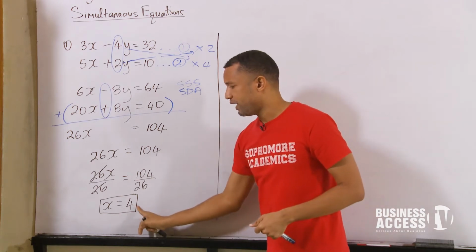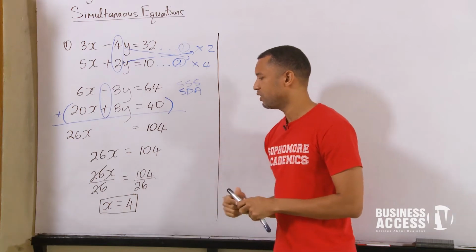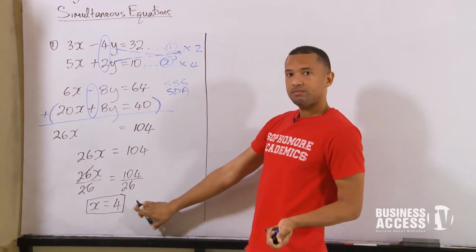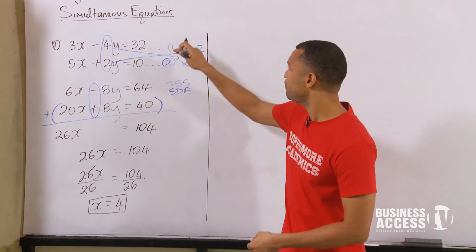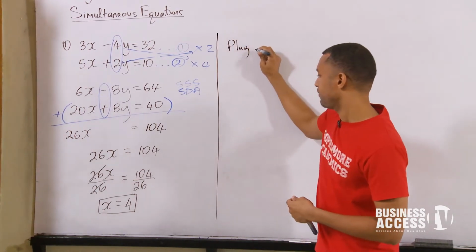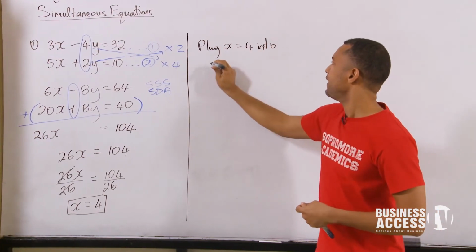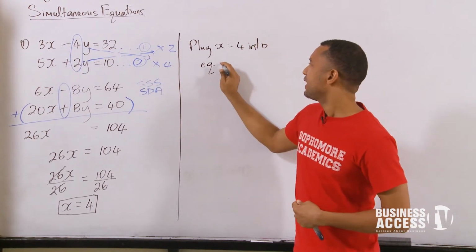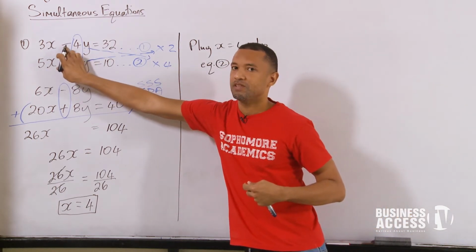Anyway, we found the value of x. Because we eliminated the y value, we focused on the x value, and we found the value of x. Now it's just to find the value of y. Guys, use the same x value. It is now known, it is no longer unknown, and we're going to plug or substitute x equal to 4 into any one of the equations, whether equation 1 or equation 2. I am going to choose equation 2 because I try to avoid the negative sign.